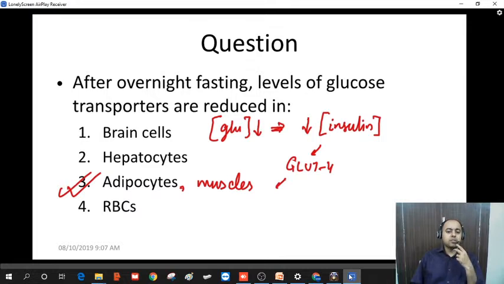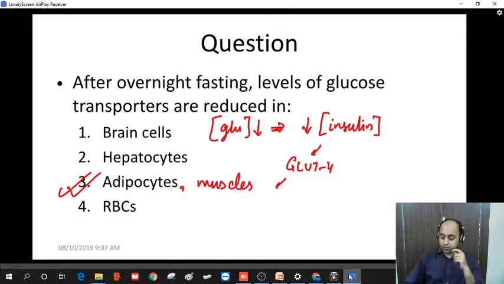In adipocytes and muscles, during overnight fasting, because the level of glucose will decrease, the level of insulin will also decrease, and the GLUT4 transporters will be internalized. They will go inside, and therefore the concentration on the surface will be greatly decreased.